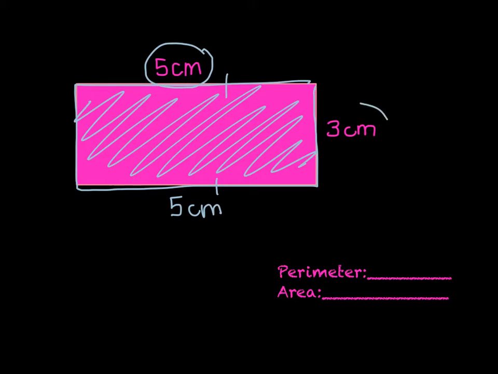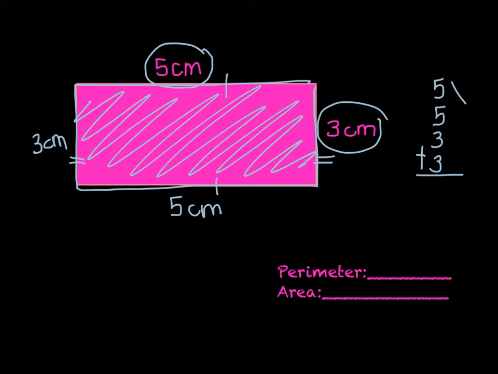The same thing is true with 3 centimeters. If this line is 3 centimeters, I can also assume that this line is also 3 centimeters because of what I know about a rectangle. To find the perimeter, we need to add up all of the sides. That's 5 plus 5 plus 3 plus 3. 5 plus 5 is 10, 3 plus 3 is 6, 10 plus 6 is 16. My perimeter is 16. My label is just plain old centimeters.